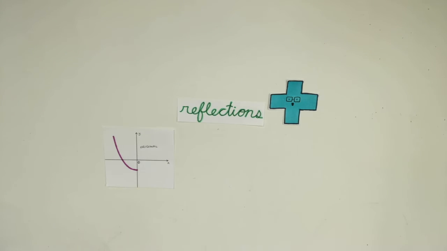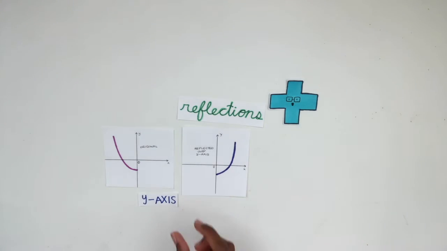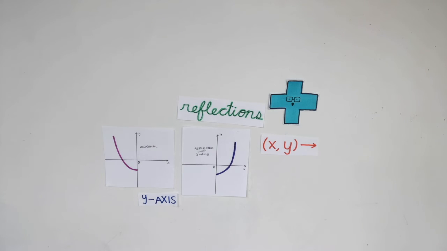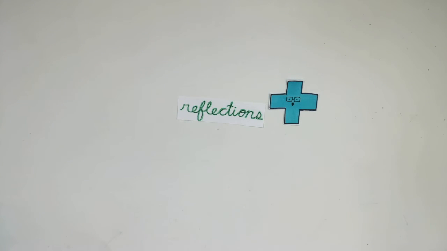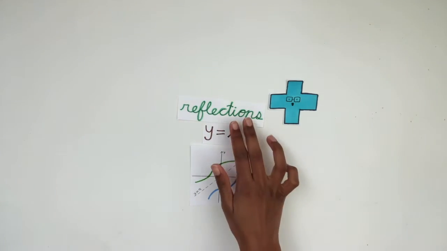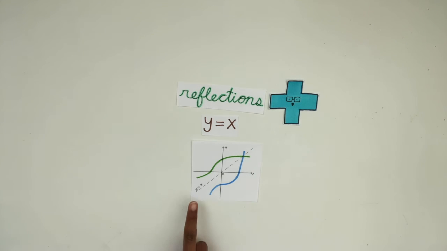When we reflect it across the y-axis, however, like this, the x-coordinate changes. In this case, the negative values of x in the original graph become positive in the reflected version. So, the x becomes opposite sign. In addition to the x and y axis, you can also reflect graphs over lines. One of the most common is the y equals x line. So, if I had this graph and reflected it over that line, it would turn into this.